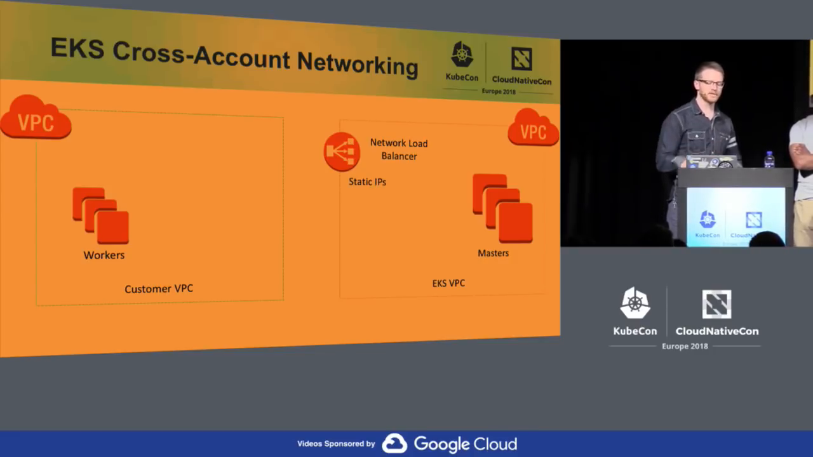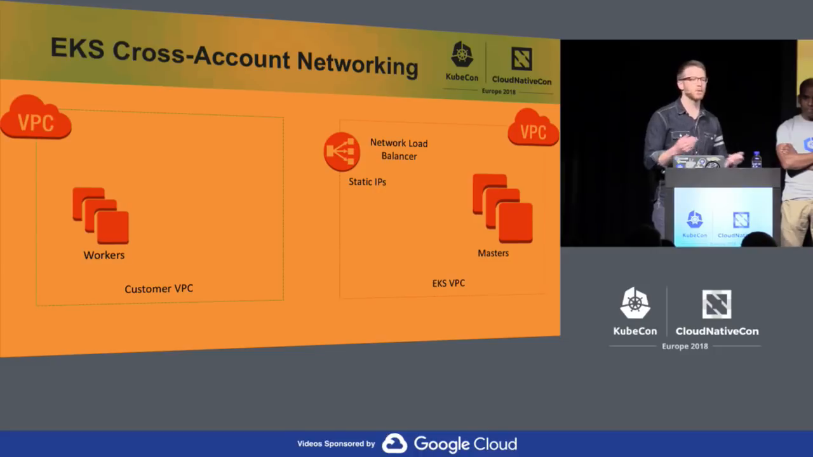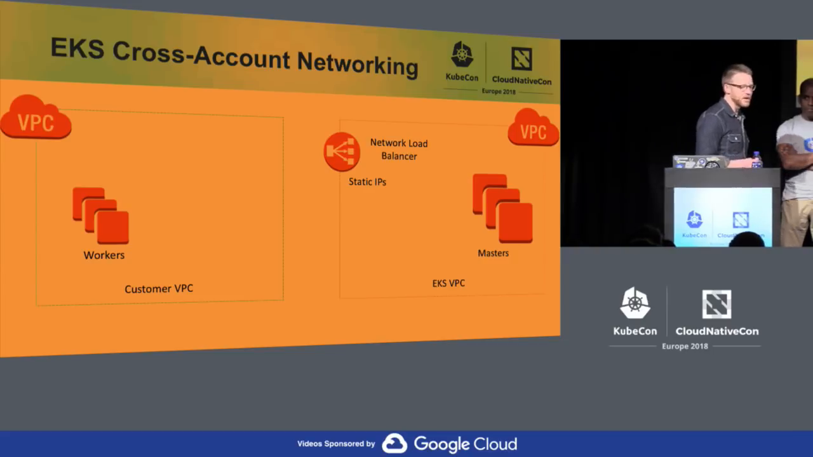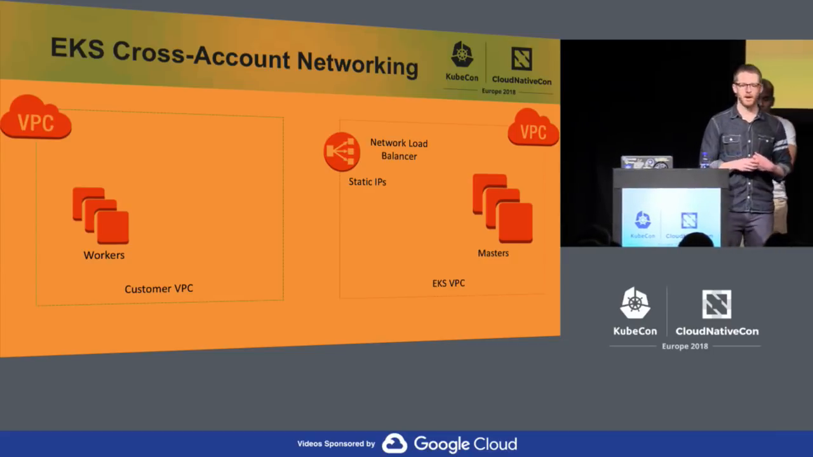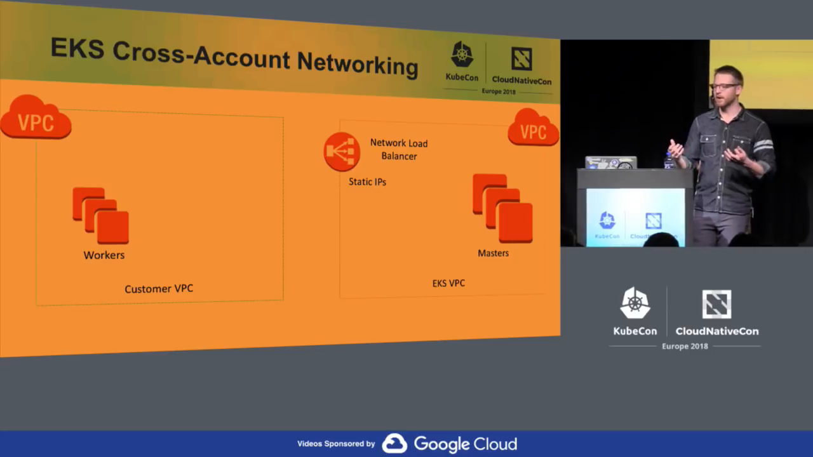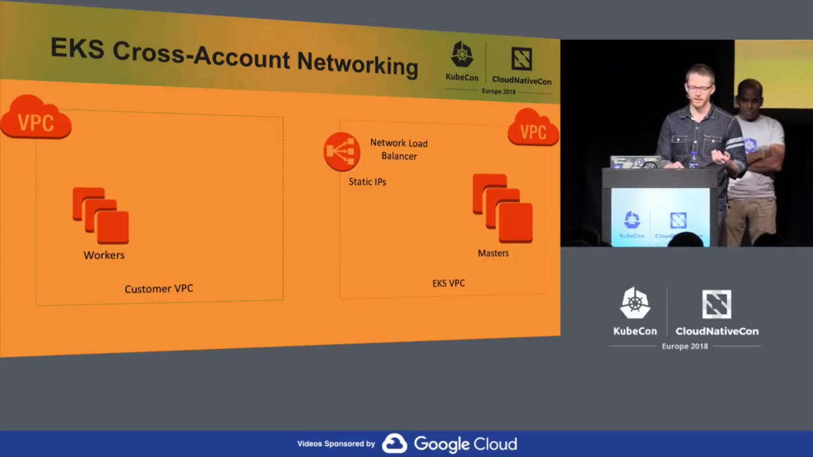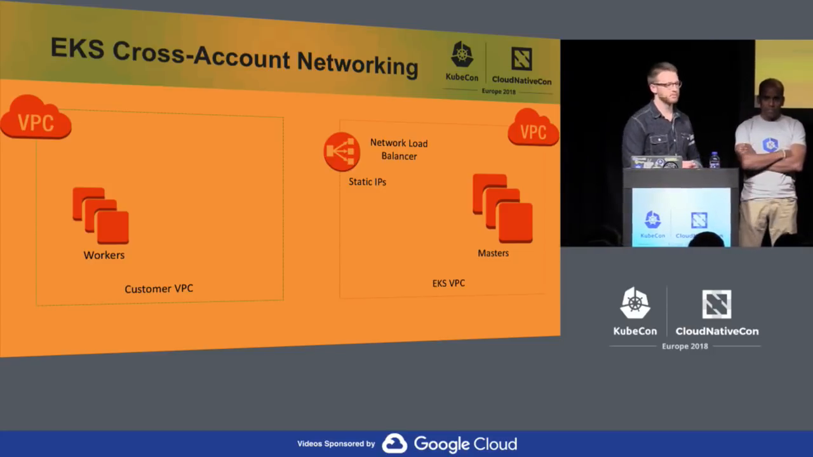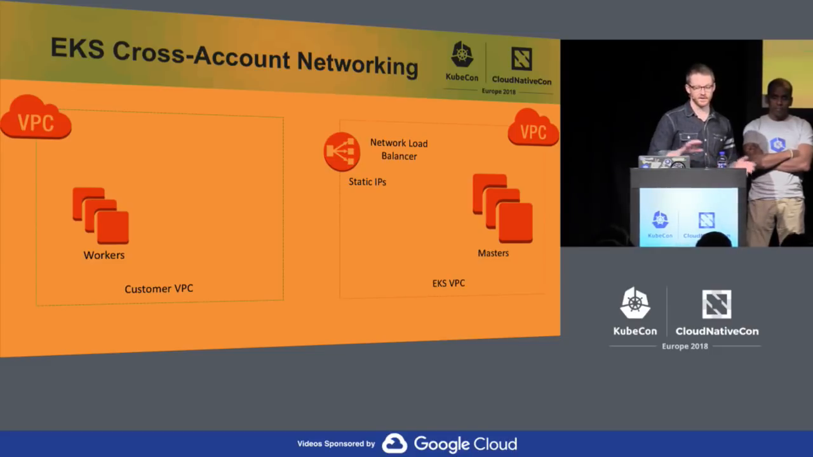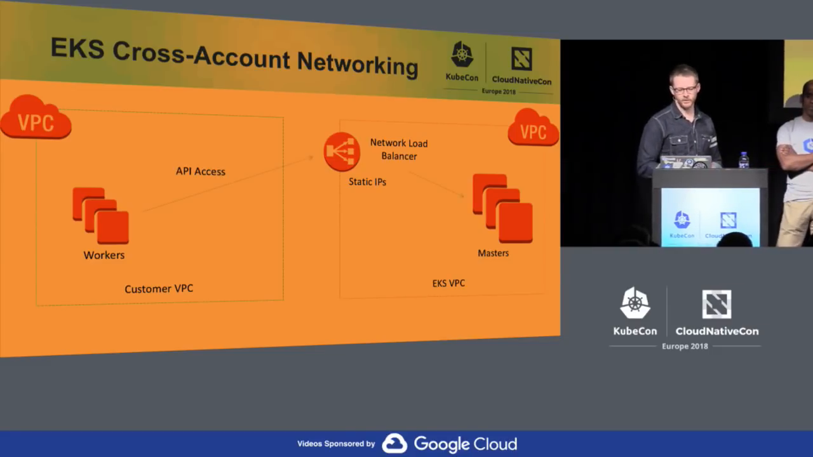So to enable this cross-account networking and to support exec and logs, first of all, for the API access from the workers to the masters, we give you a network load balancer in front of your EKS masters. This is really nice because, amongst other things, there are static IPs on the network load balancer. This solves some of the problems where, if you've ever experienced a classic load balancer that scaled up and the actual IP address behind your DNS name changed and messed with your certificates, that's no longer a problem. So API access traverses the static IPs.